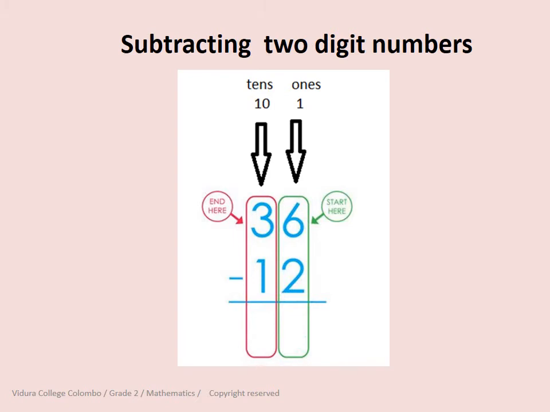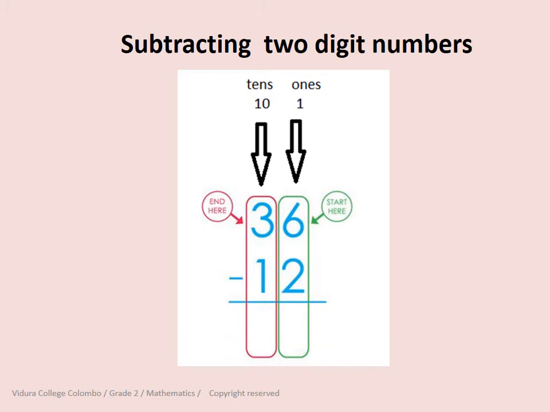Subtracting two-digit numbers. It is important for us to know how to write a sum correctly. Look at the example given below. 36 minus 12. In 36, 6 belongs to the 1's column and 3 belongs to the 10's column. And then we have to subtract 12 from it. So we have to write 12 in the correct columns. 2 belongs to the 1's column and 1 belongs to the 10's column.